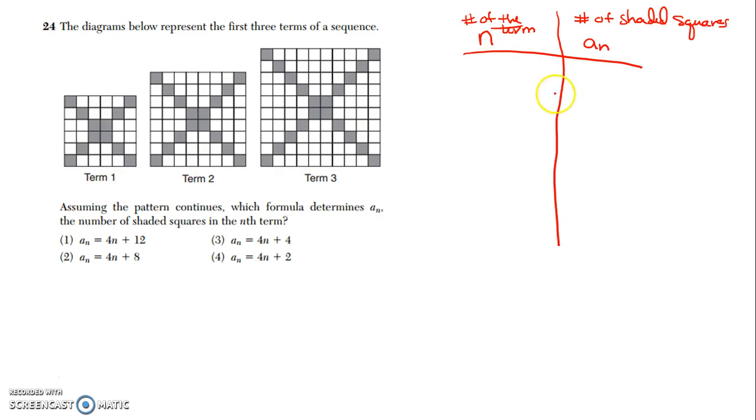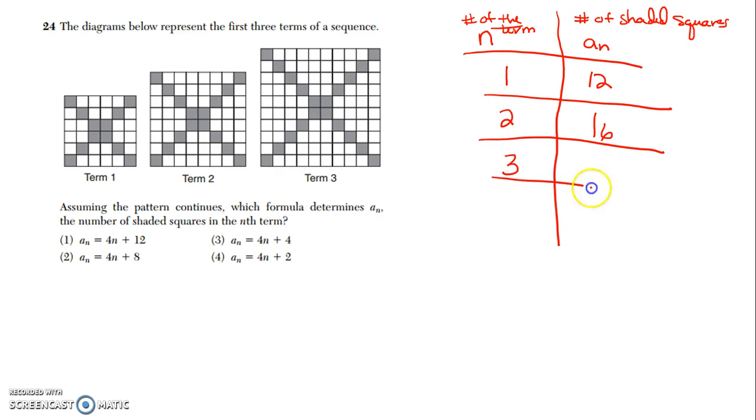So this is our first term. So if n is 1, how many shaded squares do we have? We have 1, 2, 3, 4, 5, 6, 7, 8, 9, 10, 11, 12. Oh, there was 12 shaded squares there. Next one, second term. Second term, how many shaded squares are there? 4, 5, 6, 7, 8, 9, 10, 11, 12, 13, 14, 15, 16. Okay, there's 16. Next one, third term. We have 20.